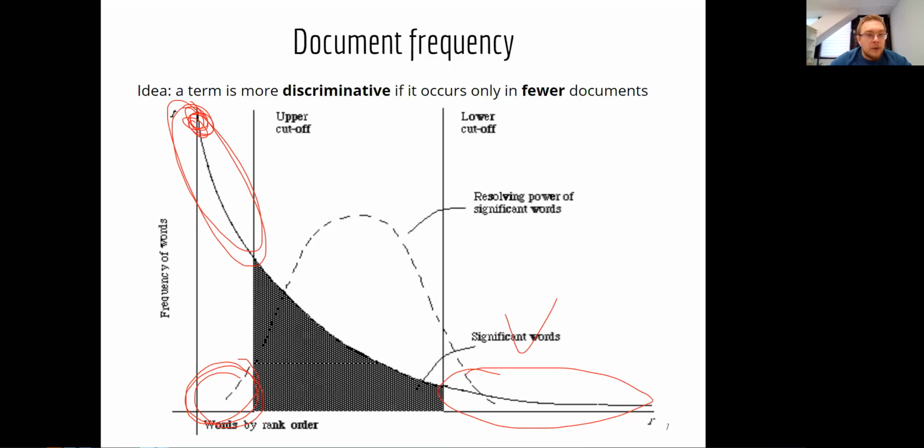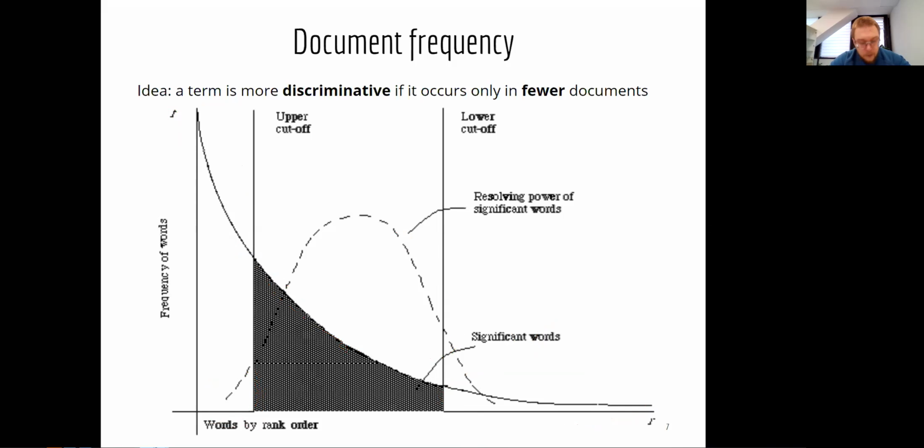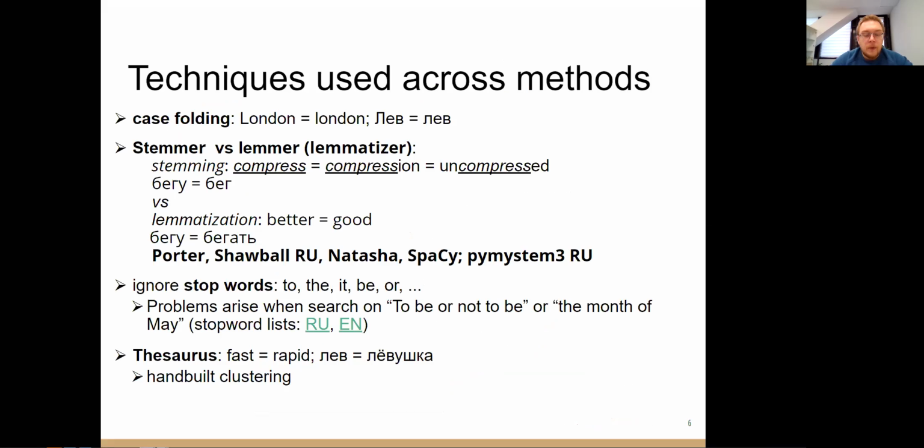So why on earth should this be a good resolution power? And everything which is in the middle has the better resolution power. And whenever you have this square root of n, it has the best resolution power here. Okay, so why did I show this slide? Because of the next idea.